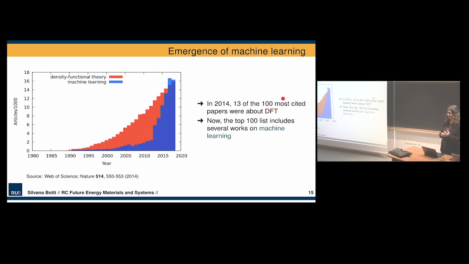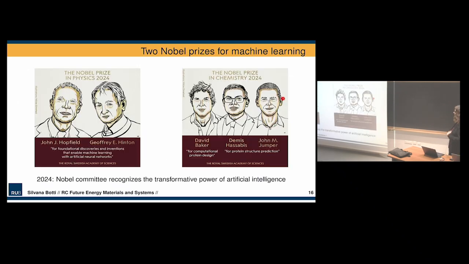And there was, in 2014, this article with the 100 most cited papers, and there were 13 that were related to DFT, also some technical aspects of DFT. But now there is a new one that just came out, and I saw it just a couple of days ago on the archive. And the new one doesn't have any DFT anymore. It's basically everything is about machine learning. So this also shows that machine learning is really an emerging topic.